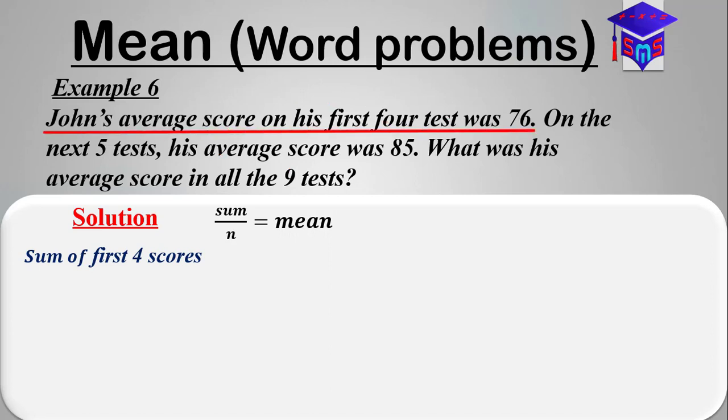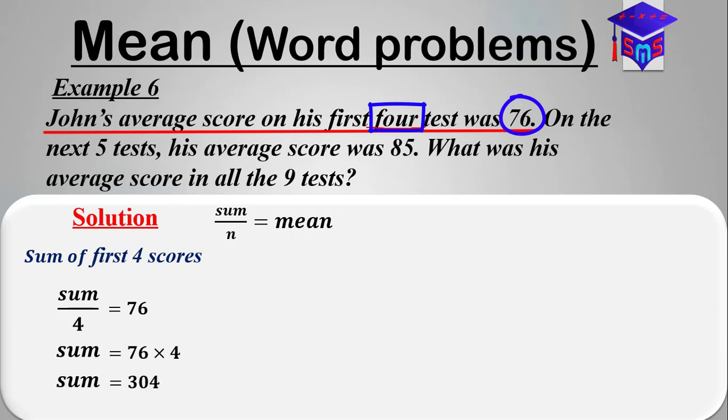Now to find the sum of the first 4 scores, consider the first statement, the average score of the first 4 tests. So we have been given n to be 4, and the mean or the average to be 76. When you fix them in our simple deduction, you have the sum over 4 is equal to 76. By so doing we can find the sum to be equal to 76 times 4, and that will be equal to 304.